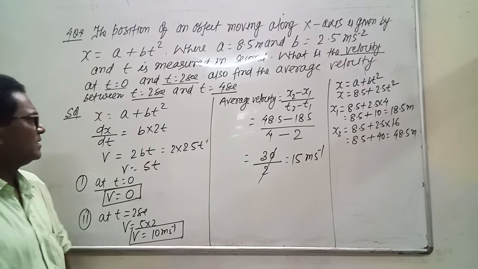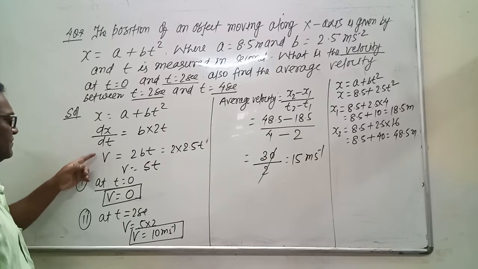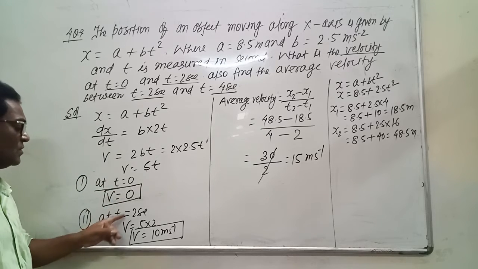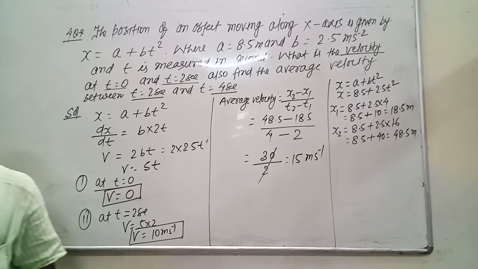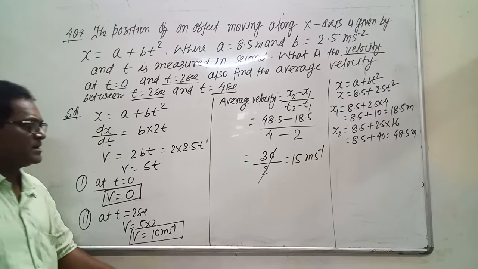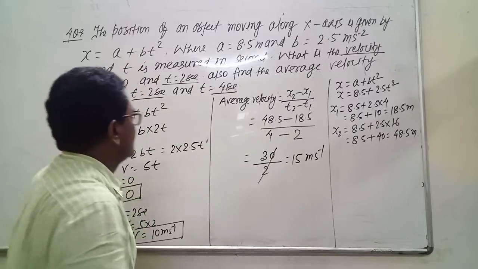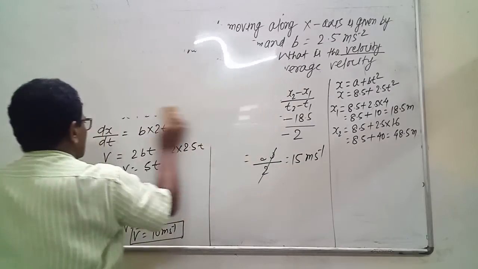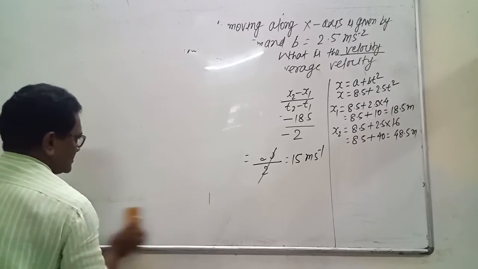So we have calculated the instantaneous velocity v: when time t equals 0, the instantaneous velocity was 0. When time t equals 2 seconds, the instantaneous velocity was 10 meter per second, and this is the average velocity from time t equals 2 seconds to t equals 4 seconds.